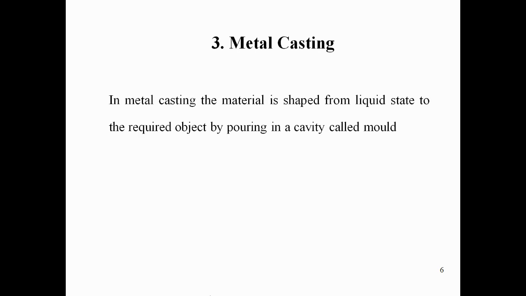Next, the third one is metal casting. Actually, what is metal casting? In metal casting, the material is shaped from a liquid state into a required object by pouring it into a cavity called a mold. So in this casting, the liquid material is poured into a cavity so that we get the required shape. Example, a foundry.